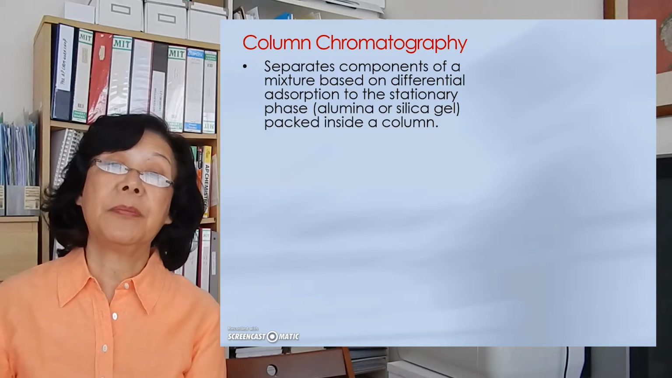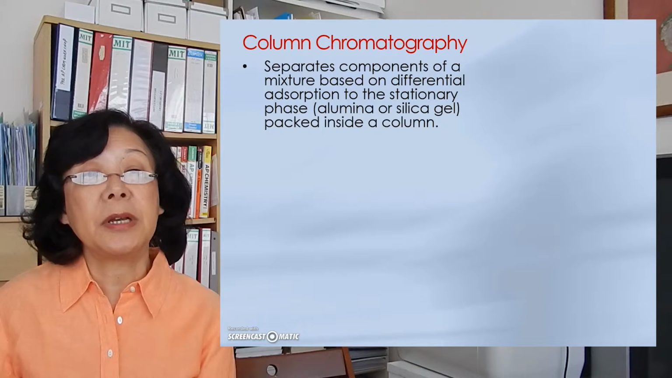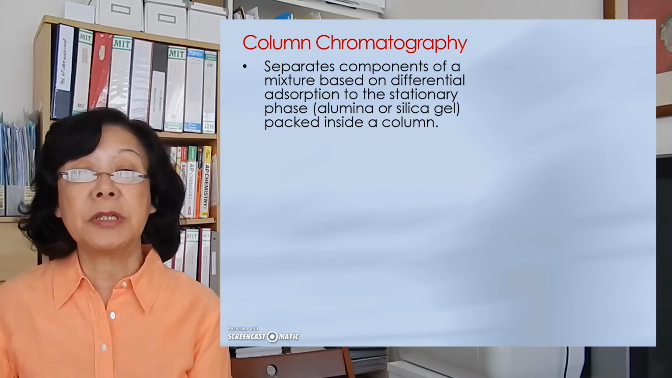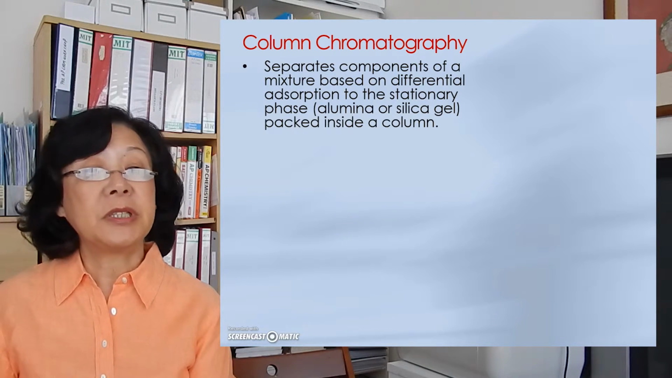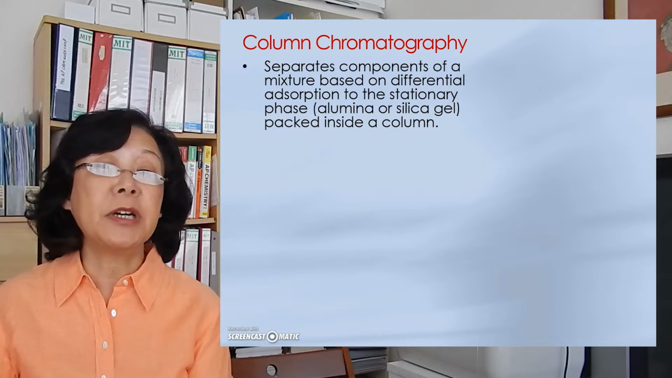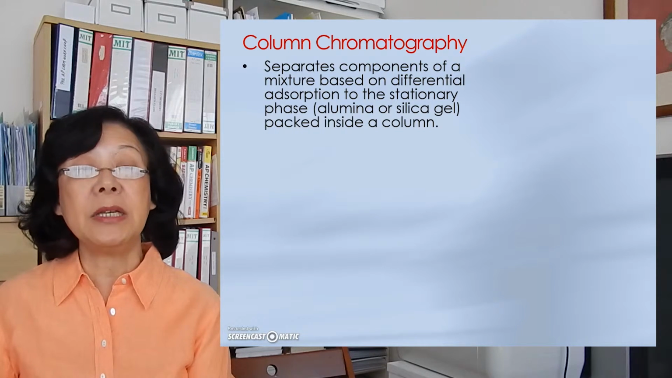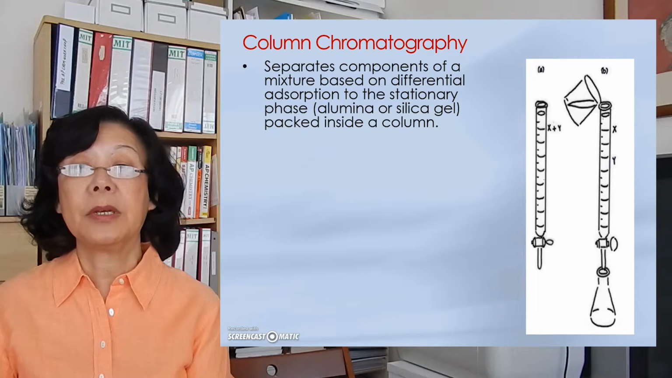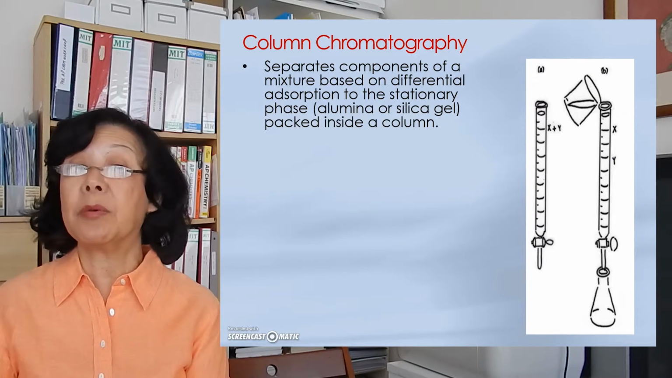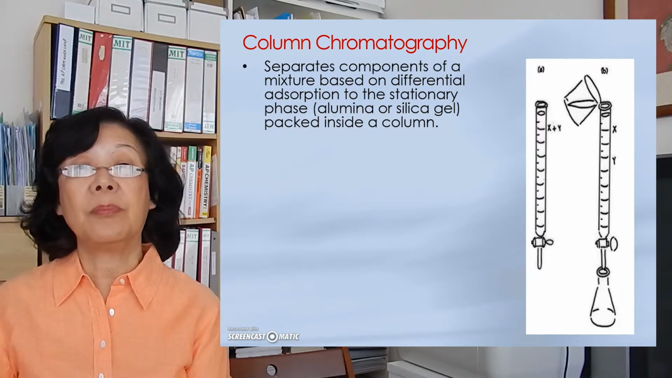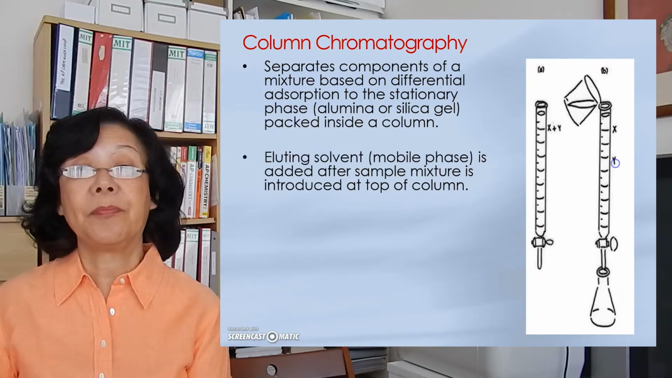Column chromatography is an analytical technique. It separates components of a mixture based on differential adsorption to the stationary phase, which is the alumina or silica gel packed inside a column. So here's a diagram of it. As you can see, there's a column. Inside we packed it with silica gel, the stationary phase.